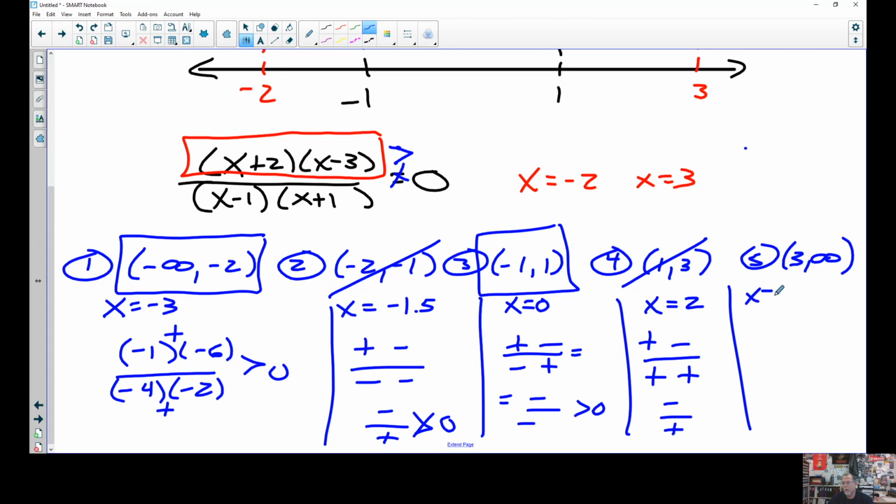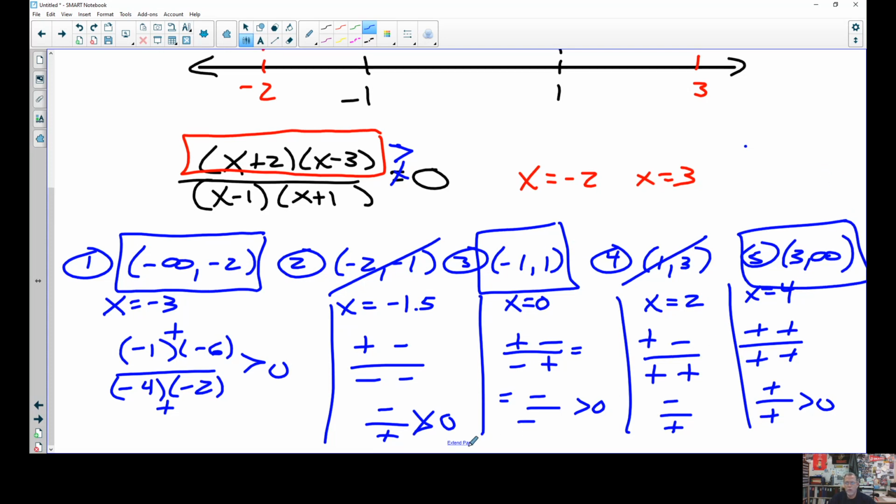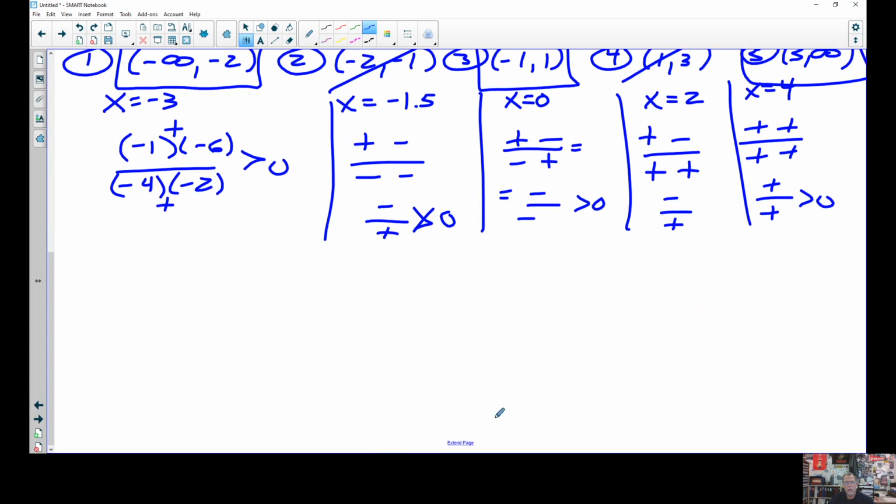Between 3 and infinity, I say x equals 4. 4 plus 2 is a positive 6. 4 minus 3 is a positive 1. 4 minus 1 is a positive 3. And 4 plus 1 is a positive. So we get positive over positive, and that is greater than 0. So that one is part of our solution. And we would write those 3 down. So we would have from negative infinity to negative 2, and from negative 1 to 1, and from 3 to positive infinity.